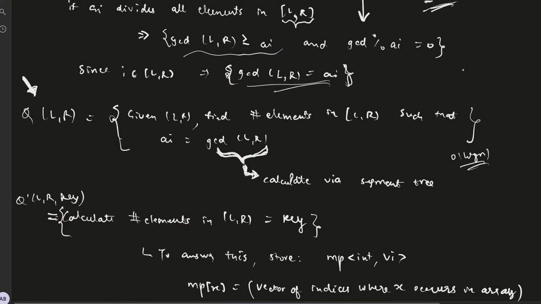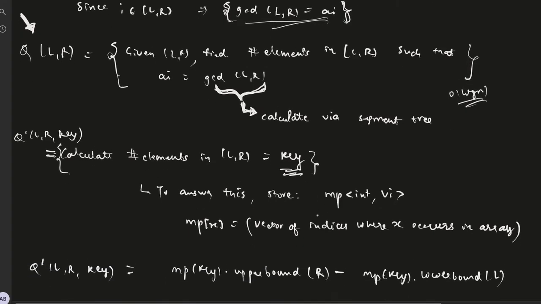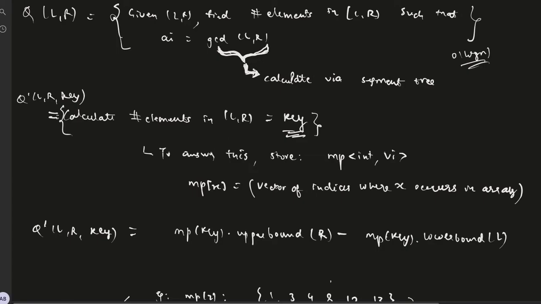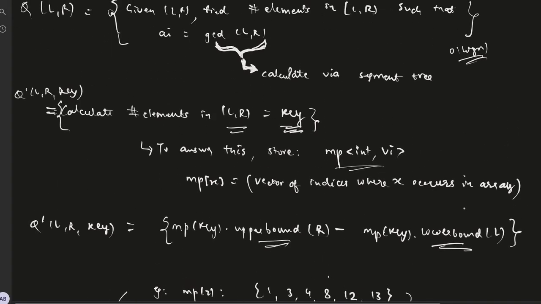Now the question is how do we calculate the number of elements in L to R that are equal to a certain key, where key here is the value of GCD from L to R. The way I have handled this is I have maintained a map of int comma vector of int, where MP of x is a vector of indices where x occurs in the array, and the number of elements in L to R which are equal to key is nothing but we first find the upper bound of R and then lower bound of L. Yeah, this is the solution.